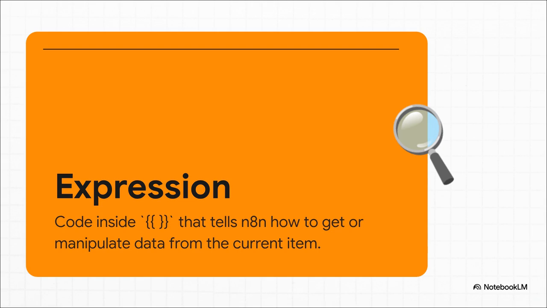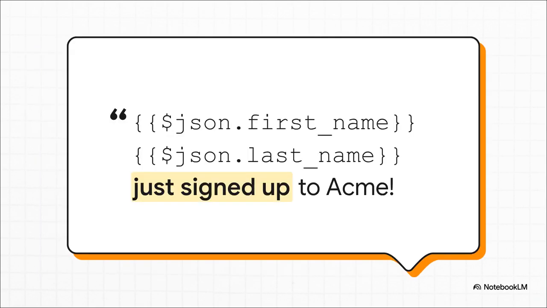So an expression is just any bit of code that you wrap in these double curly braces. That special syntax is like a signal to n8n that says, hey, don't treat this as just plain text. This is a command. Go find the data I'm pointing to for the item you're currently working on. And this is where the real power kicks in. You can mix and match these expressions with regular text to create totally dynamic outputs. You can build a custom Slack message, a personalized email. You can build anything you can imagine by just pulling in the data directly from each item as it passes through.